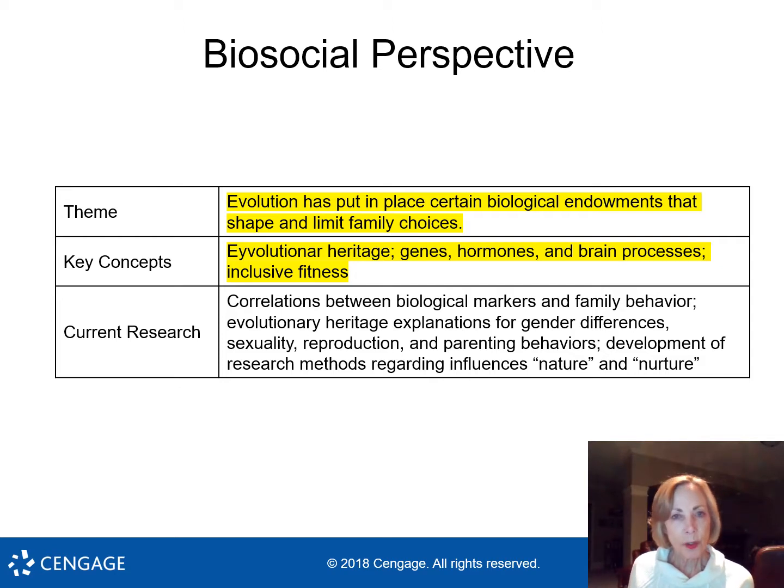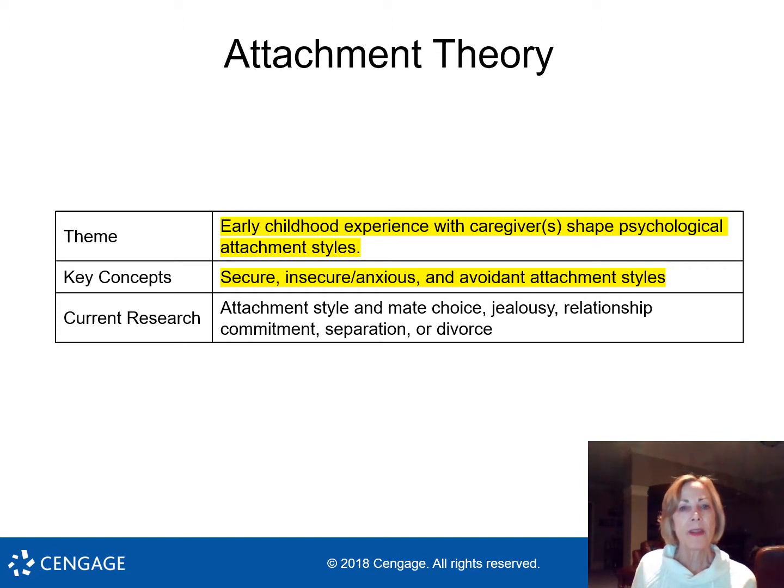The biosocial perspective is where physiology interacts with social. So evolution has put in place certain biological endowments that shape and limit family choices. So what we inherit, genetics, hormones, brain processes, all have an interaction within that. And then the attachment theory is the last slide that we're going to cover during this overview. Hopefully these that I've gone over will be helpful when you get to the Mind Tap activities.